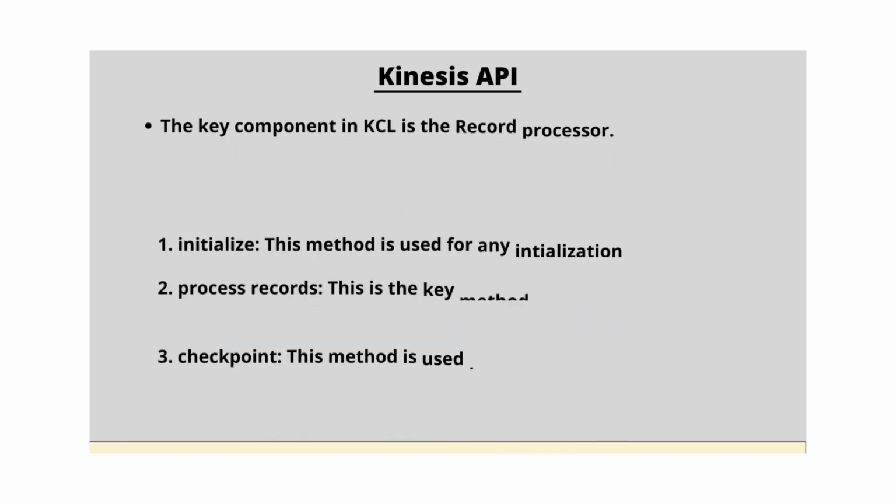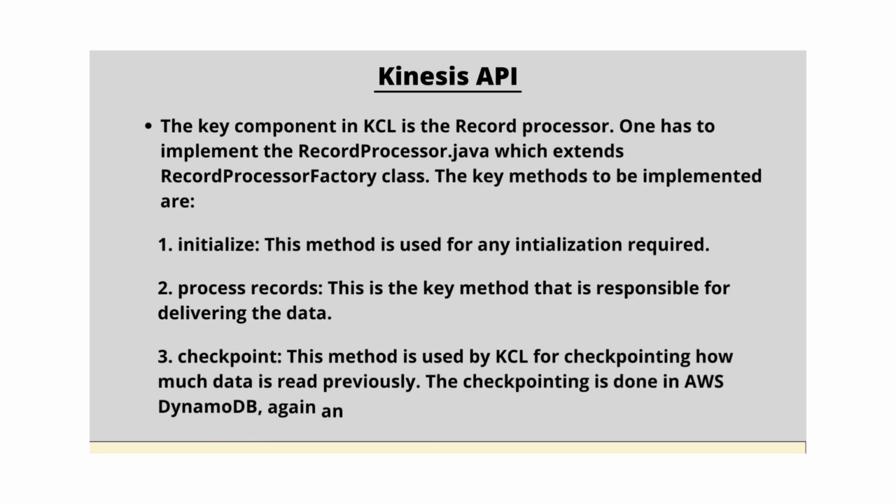The key component in KCL is the record processor. One has to implement the record processor.java, which extends record processor factory class. The key methods to be implemented are: first one is initialize. This method is used for any initialization required. Second one is process records. This is the key method that is responsible for delivering the data. Third one is checkpoint. This method is used by KCL for checkpointing how much data is read previously. The checkpointing is done in AWS DynamoDB, again an AWS service.